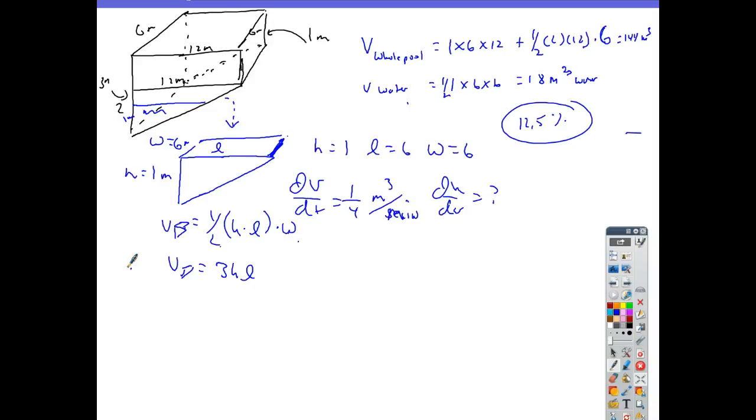Yes, ma'am? Why are you adding on the first part? Because the first part has no water in it. I'm just tracking the water.